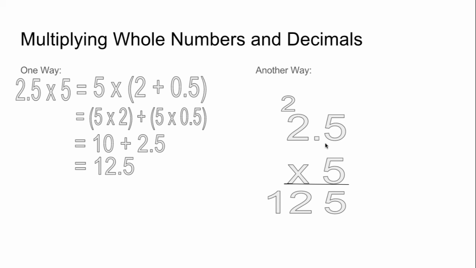Now notice I've done nothing so far with this decimal. So let's see what we need to do with that. We're going to count the number of decimal places to the right of the decimal in our factors, which in this case is only in the top factor. There's one decimal place to the right. Now that is the number of decimal places that we need in our answer. So we need one decimal place to the right of the decimal in our answer, which means that our answer becomes 12 and 5/10, just the same way as when we use the distributive property.